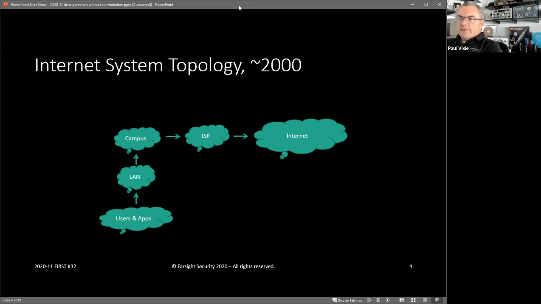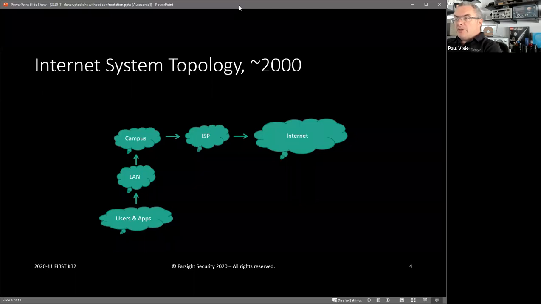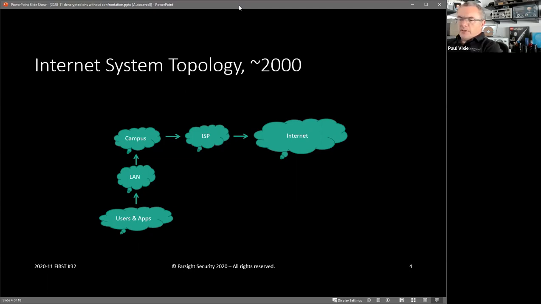After commercialization and privatization, when it became possible to purchase internet service from an ISP, this is kind of the system topology. Roughly speaking, at Y2K, your users and applications are connected somehow to a LAN. Maybe it's Wi-Fi, maybe it's wired Ethernet, Bluetooth, a personal area network, whatever it is. You've got to connect somehow to the internet, and you're going to do that through a local area network that then might be part of a campus or a building or something else. Then it has a connection to some ISP or maybe more than one. And that ISP's job is to connect you to the internet. And that kind of worked. Otherwise, we wouldn't be talking about the internet so much today.